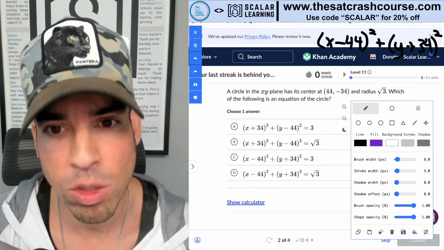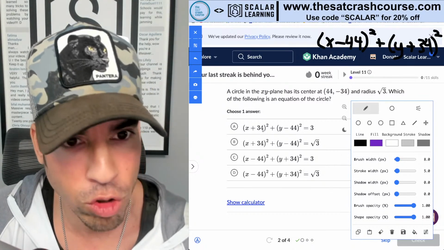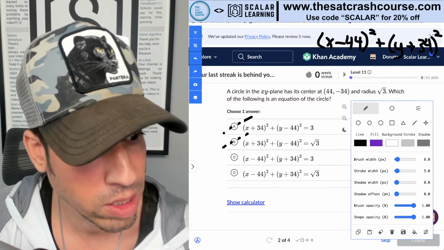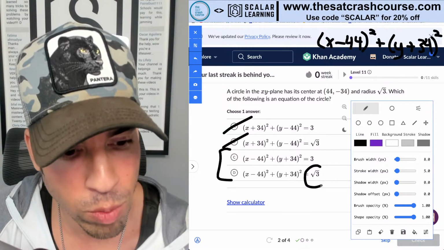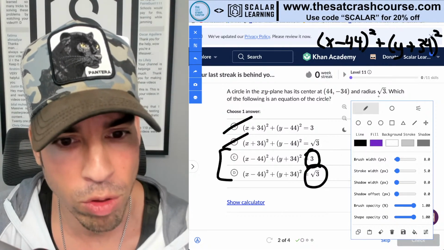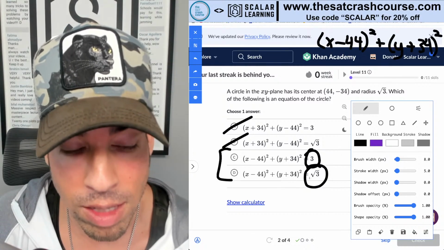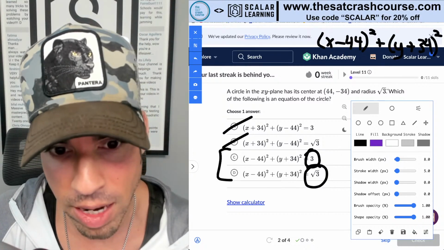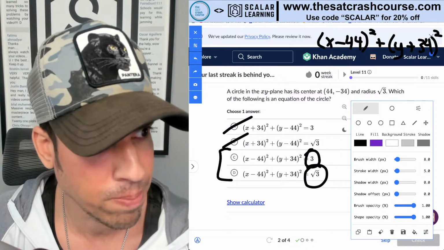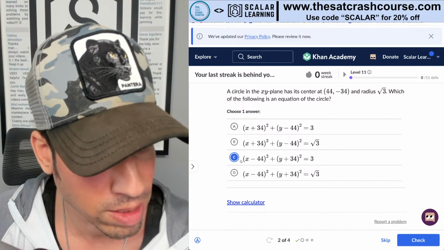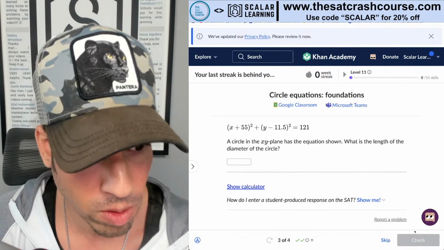So right off the bat, this is what we should see on the left-hand side of the answer choices. I don't see it here, but I do see it in these last two. Now the question is, what do we have on this side? Do we have square root of 3 or 3? Well, the radius is square root of 3, but we shouldn't see the radius on this side. We should see the radius squared, aka square root of 3 squared, which should be 3, which means that C is the winner. Done.